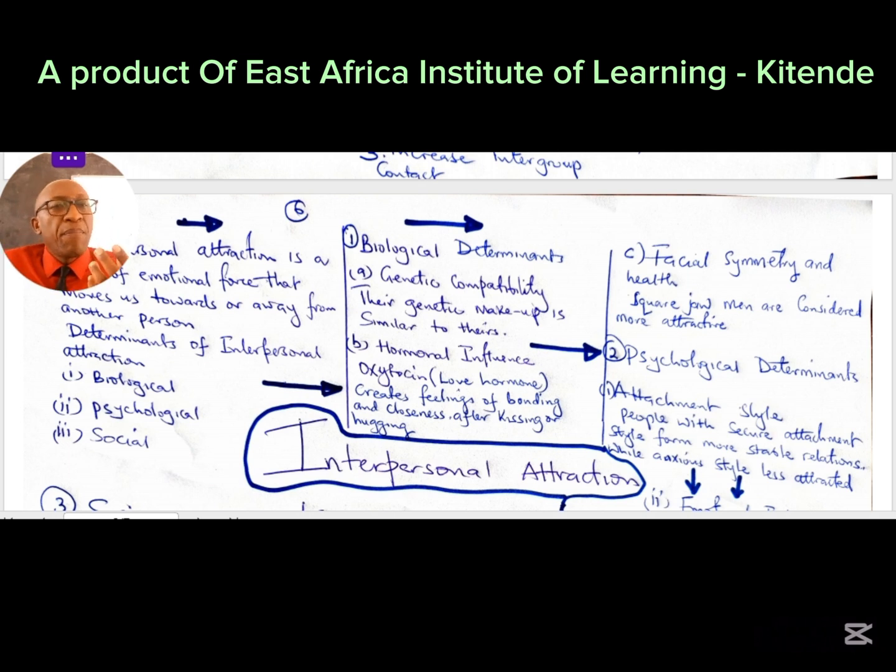Within a lady, there is what we call the oxytocin hormone, or some people call it the love hormone. Usually, this love hormone, oxytocin, creates feelings of bonding, feelings of closeness. And when kissing or hugging takes place, these hormones tend to bring people together. That is hormonal influence. Now, the third biological determinant is facial symmetry and health.